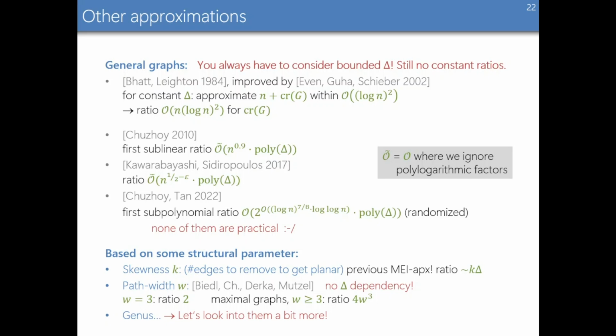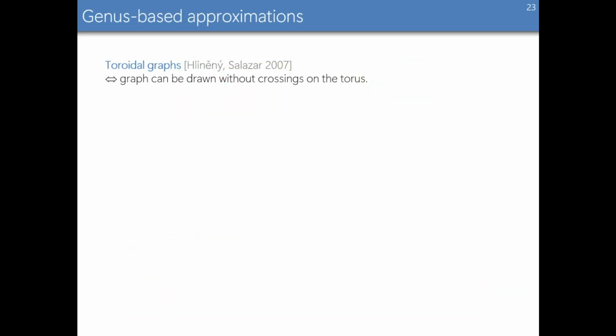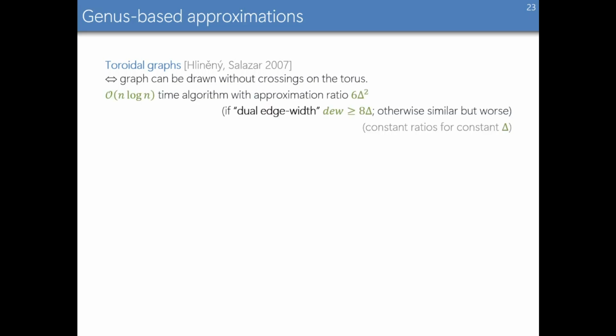And then there is another class of algorithms based on the genus of a graph. And that's the last algorithm class that I want to show you a glimpse of how they are working. Glynn and Salazar showed nearly 20 years ago that toroidal graphs can be approximated. And a toroidal graph is just a graph that can be drawn without any crossings on the torus, like on a donut shape. And they give an algorithm with a very simple running time of n log n.